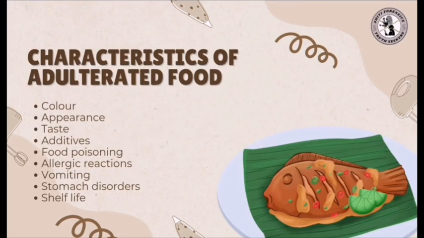Now we'll see the characteristics of adulterated food. Adulterated food may have a change in its color, in appearance, in taste, and because of certain additives, the taste and the flavor it gives might change. It may lead to food poisoning issues, allergic reactions to individuals. It may induce vomiting and also stomach disorders. The shelf life of the food product may be increased or decreased in comparison to the original food item.